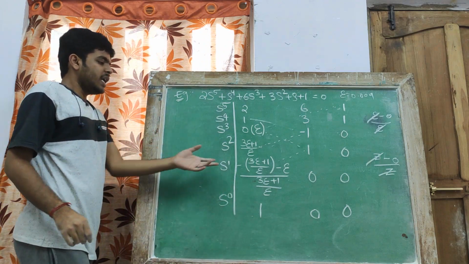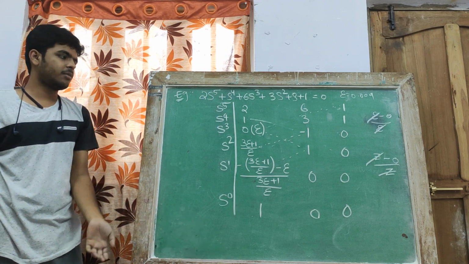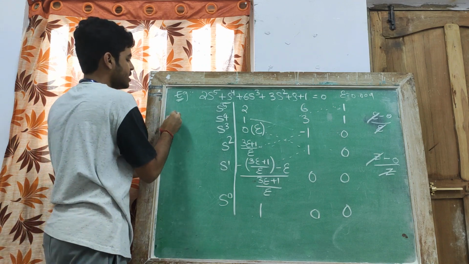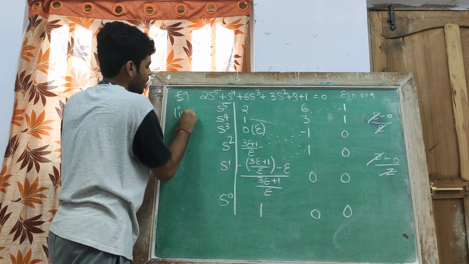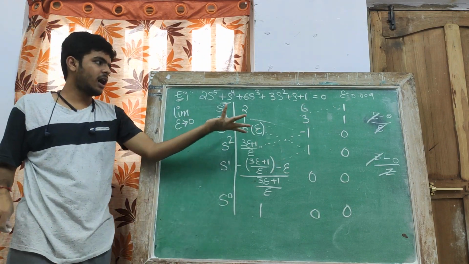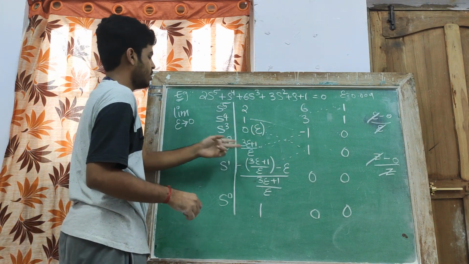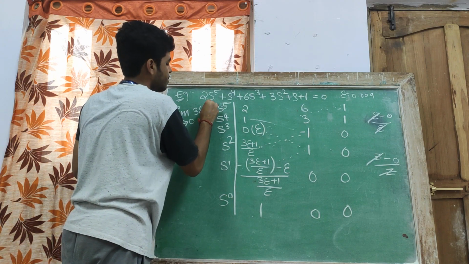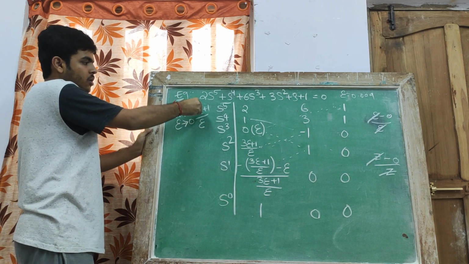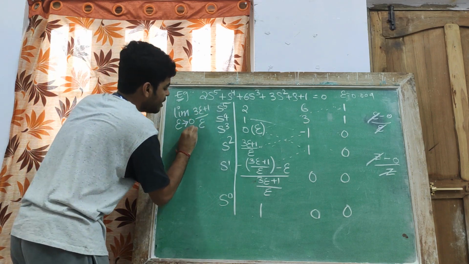So here the question arises, whether the system is stable or unstable, we have to find it. For finding that particular thing, we have to consider limit epsilon tends to 0. Since it is approximately 0, we will be taking limit epsilon tends to 0. So we will be taking this term, which is 3 epsilon plus 1 by epsilon. If we substitute 0 here, 3 into 0 is 0 plus 1 is 1 by 0. 1 by 0 is positive infinite.